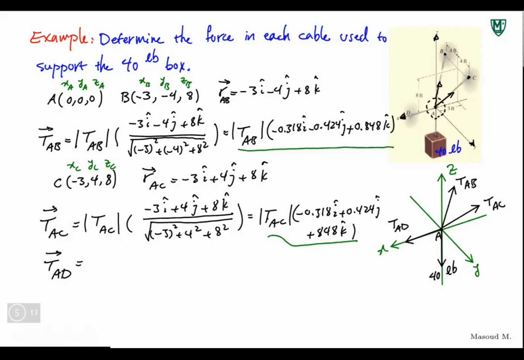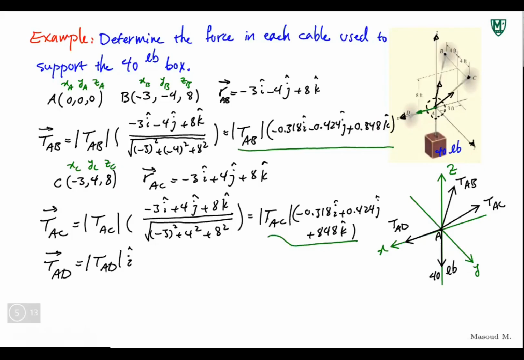I don't have the coordinate of point D. How do I find TAD? Well, I know its magnitude should be multiplied by some vector. Look at the figure here, right? From A to D. This is what I'm looking for. What is this direction? Is it 300? It's pretty much 300, and what you get is pretty much I. Whatever is the magnitude in I direction.